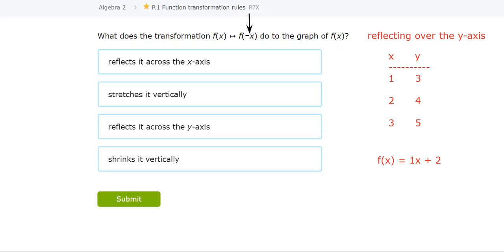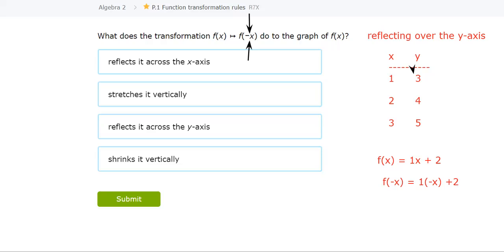So if I wanted to get that output of 3, I need an input of 1. But if I'm switching up and changing to this negative x, I'm going to need to get a little creative. So if I'm doing f of negative x, it's the same thing as this. So what number would I have to put in for x to still be able to get 3?